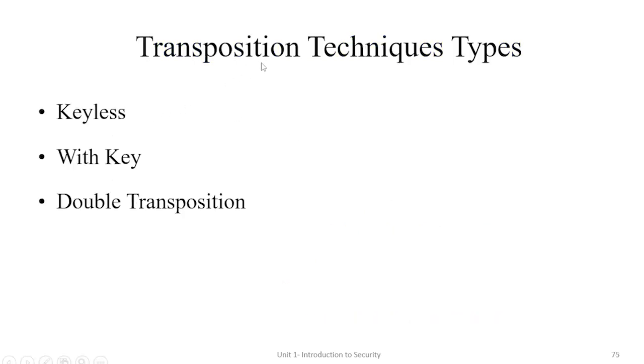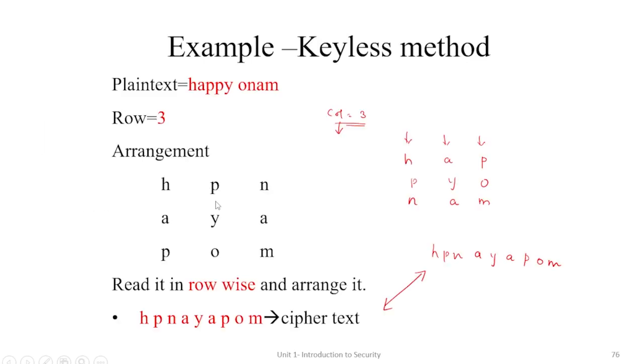We can implement transposition techniques in three ways: keyless, that means without key, with key, or double transposition. I already gave an example for the keyless method. Here is another example. Instead of writing in zigzag order, there may be the possibility of giving a row value or column value. So the plain text is Happy Onam.